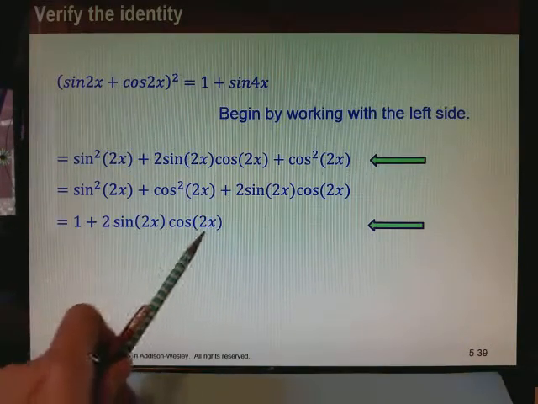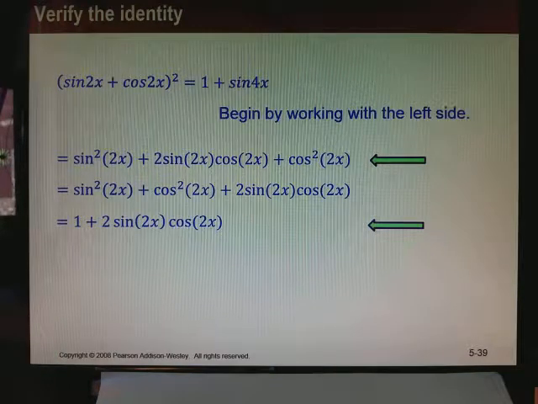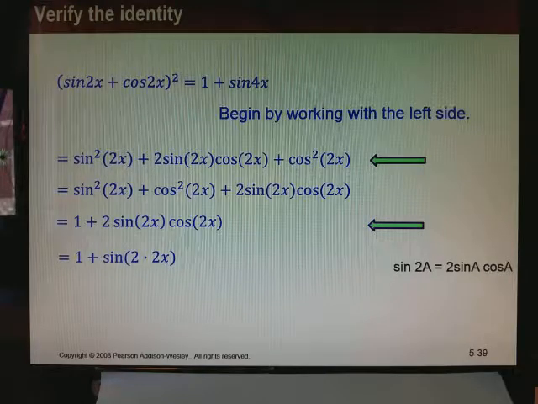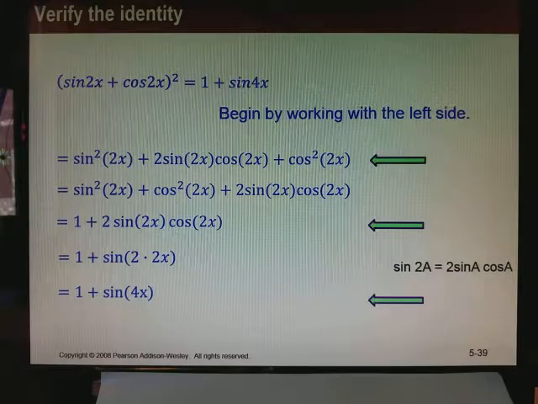Now this hopefully is looking like a double angle identity to you. So the double angle for the sine. So sine of 2 times the 2x, and this would be my final answer.